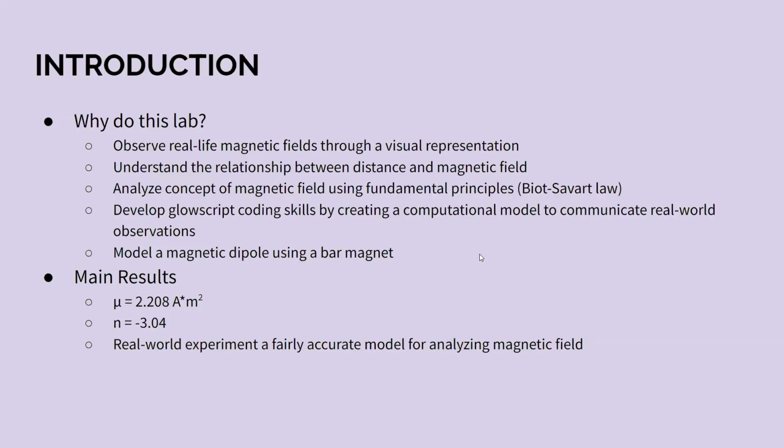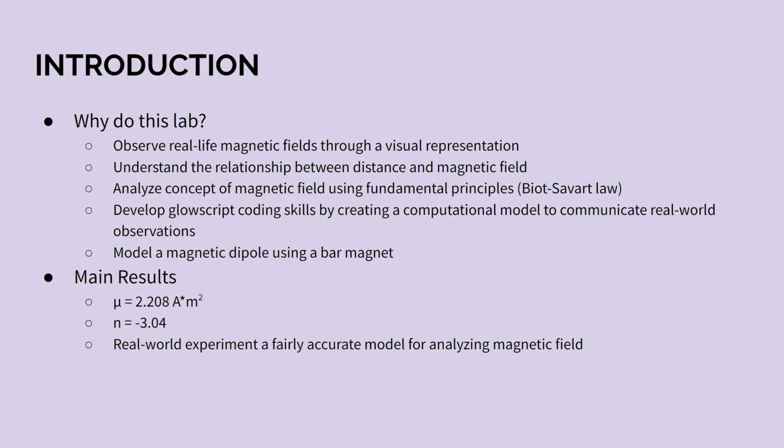Why are we doing this lab? Number one, we want to observe real-life magnetic fields through a visual representation while understanding the relationships between distance and magnetic field. We want to analyze concepts of magnetic fields using the fundamental principles such as the Biot-Savart law, and develop our GlowScript coding skills, woohoo, by creating a computational model to communicate real-world observations. Most of all, we're modeling a magnetic dipole using a bar magnet.